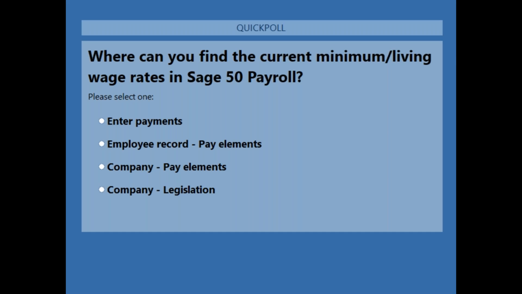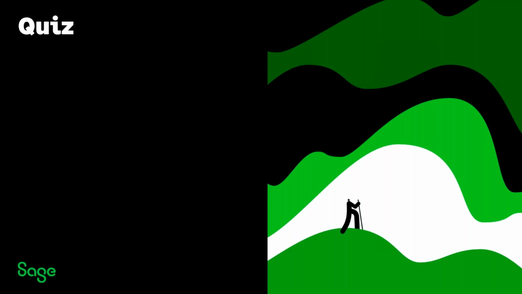So if you wanted to have a quick check, remind yourself what the minimum wage rates are, where would you go? Would you go to Enter Payments, Employee Record, the Company Pay Element settings, or is it Company and Legislation? Okay, so closing that one now. And again, sharing the results.